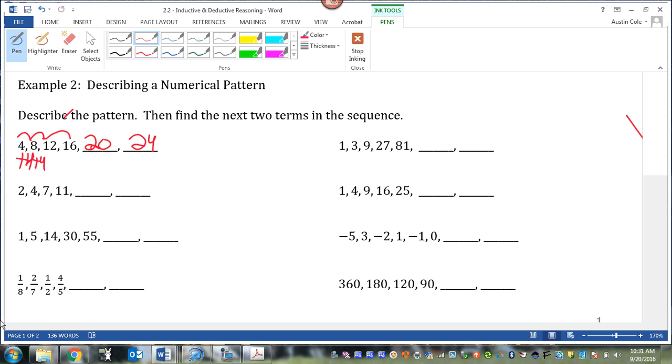This next one. Talk about it with a partner. What do you notice? Your partner's the person right next to you. Do this one. So +2, +6, and then plus 18.